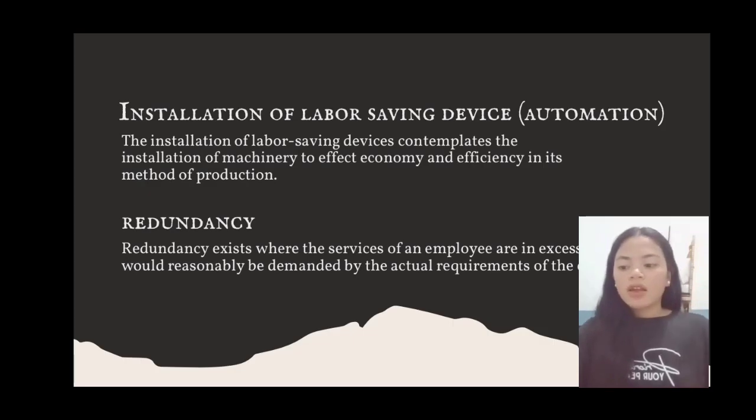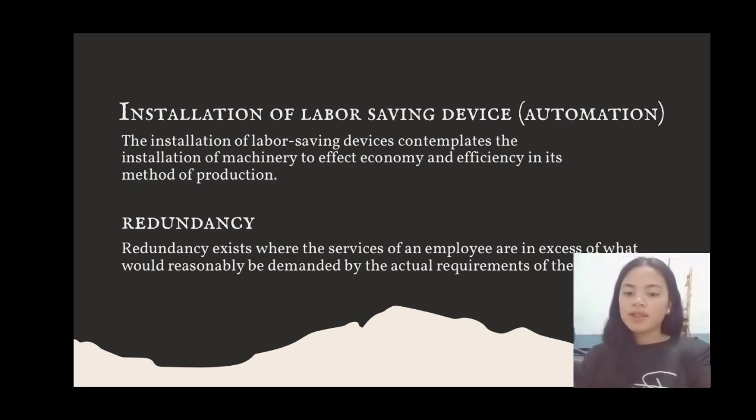Article 283 includes serious misconduct, willful disobedience, gross and habitual neglect of duties, and fraud or willful breach of trust. The number 2 is redundancy. Redundancy exists where the services of an employee are in excess of what would reasonably be demanded by the actual requirements of the enterprise. The principle of redundancy is that an employee can only claim a payment for redundancy if he is dismissed for redundancy.